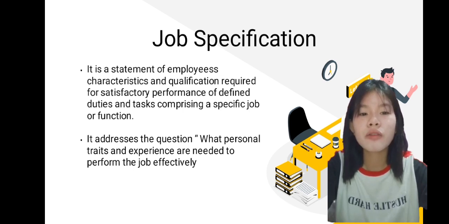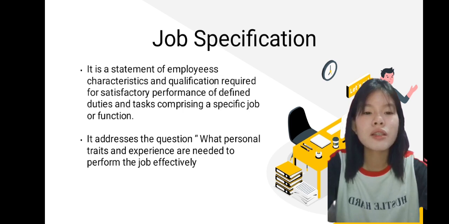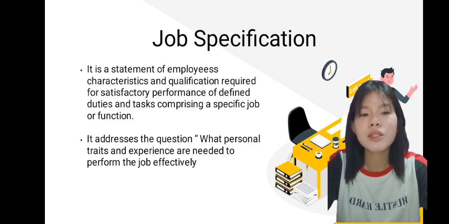This is the list of educational qualifications, training, experience, skills, and competencies someone would need to do the job. So this outlines what the employee must be capable of doing in order to succeed in this specific job.